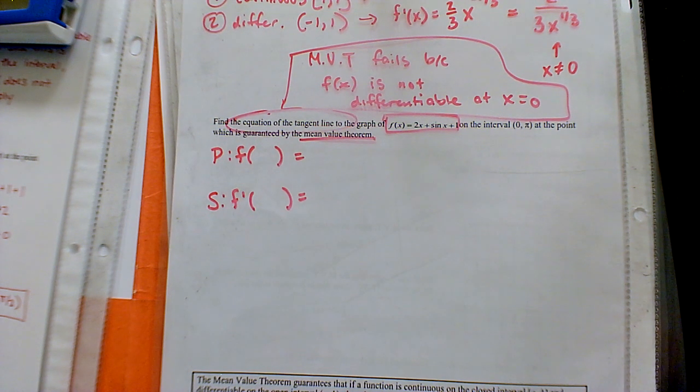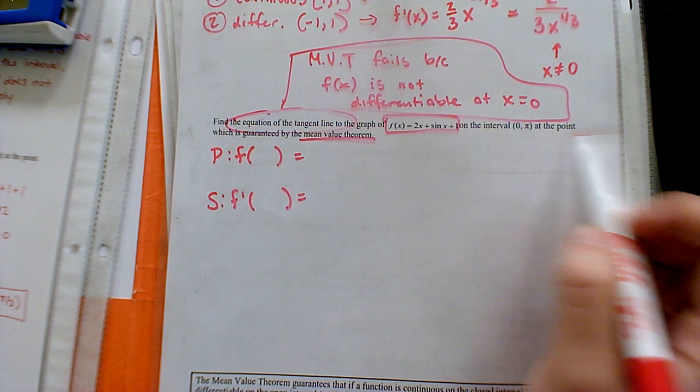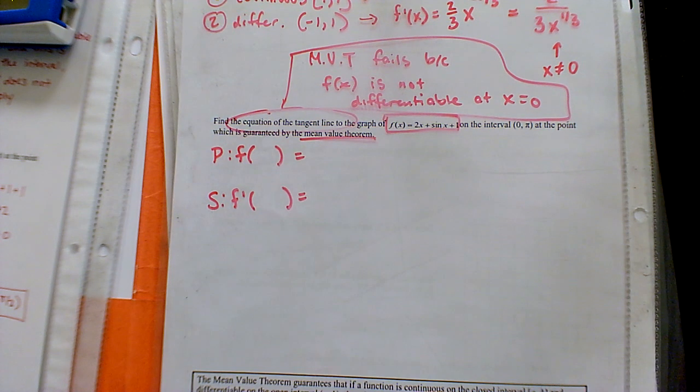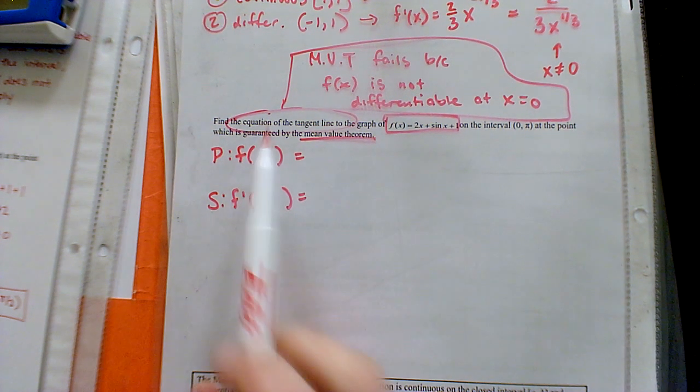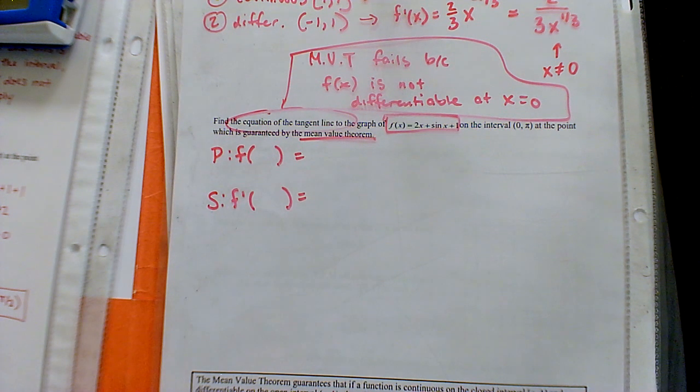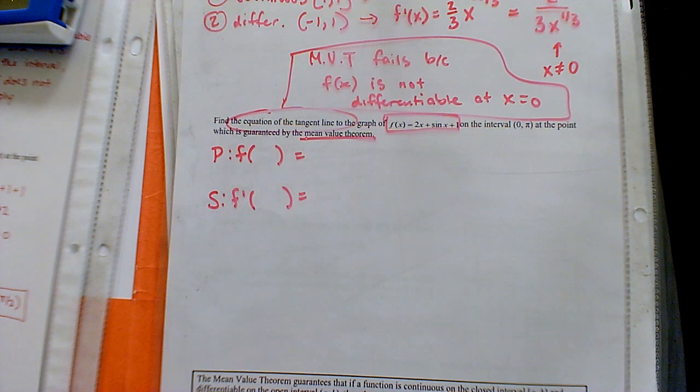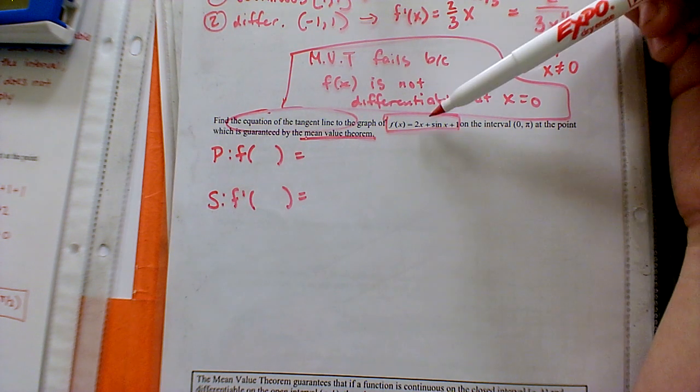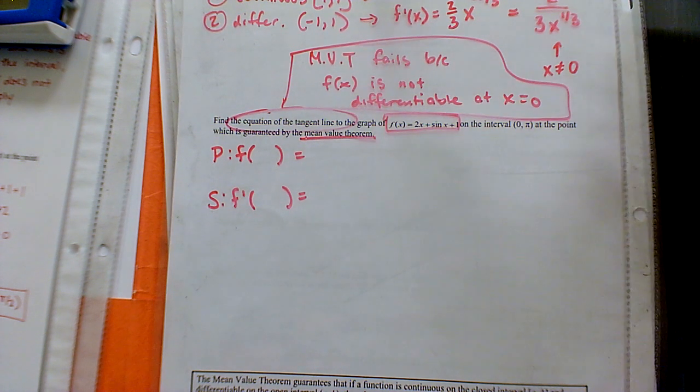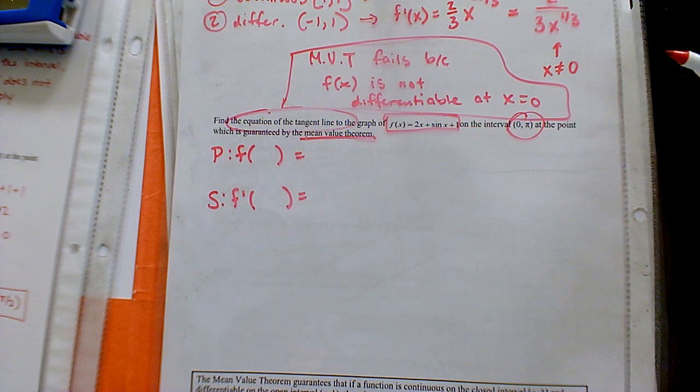Now what's a little bit different with this question is usually up to this point they've told us what point to use, but it looks like they're asking us to find that point. It says at the point which is guaranteed by the mean value theorem. So we have to do a little bit of calculating first before we can even try to figure out the equation of this tangent line. If they're telling us it's guaranteed by the mean value theorem, we automatically know that this function is continuous and differentiable within this interval.